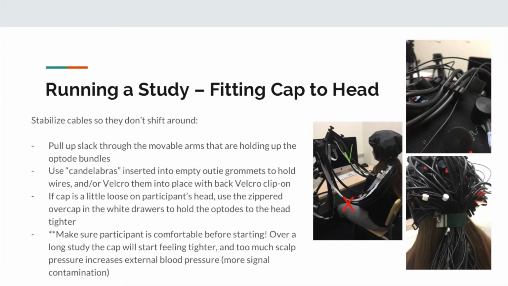And too much scalp pressure, again, changes the psychology of the situation if they're focusing on how much pain they're in. That's not what you want them to be doing. But also, too much scalp pressure increases the external blood pressure that's not cerebral, and then there's more signal contamination.